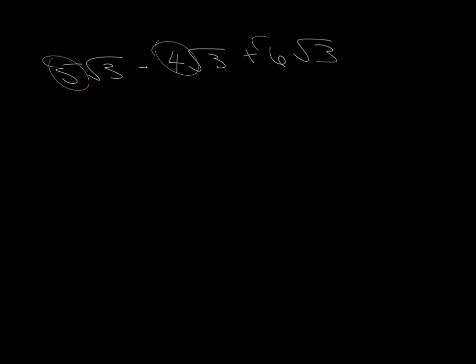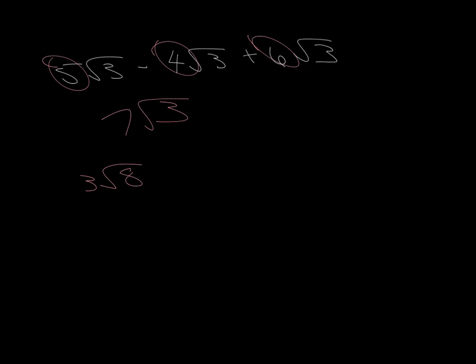When we have 5 square root of 3 minus 4 square root of 3 plus 6 square root of 3. Okay, the indexes are all the same, 2's, and the numbers inside the radicals are the same. So we just go ahead and add and subtract the numbers outside. 5 minus 4 is 1, plus 6 is 7. And you're done.